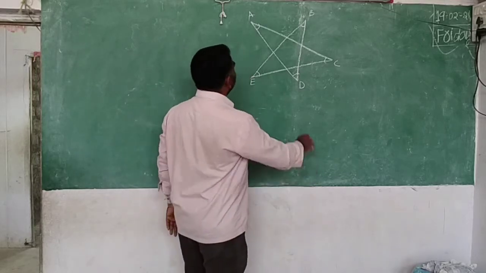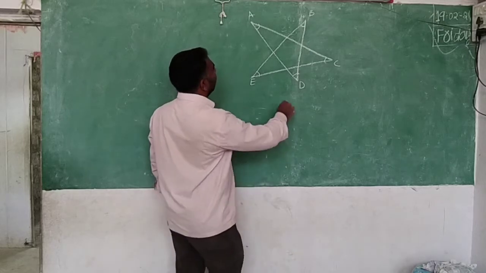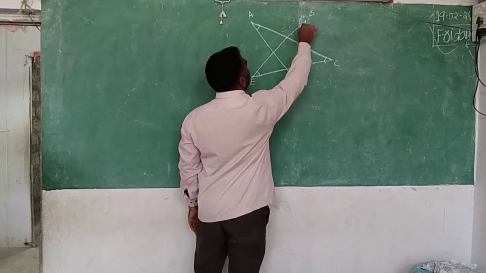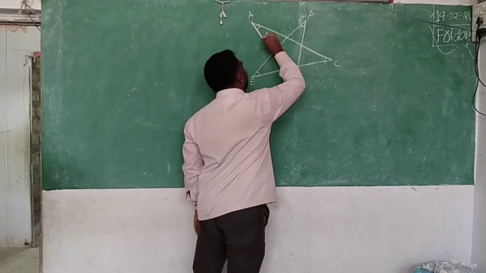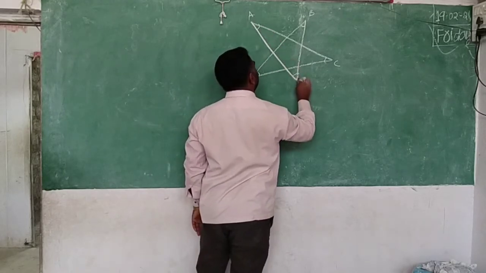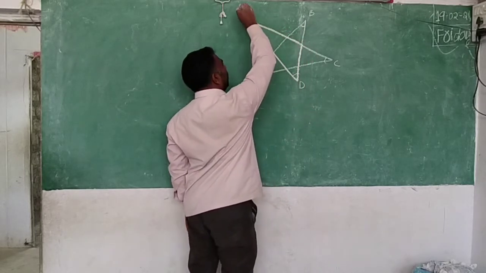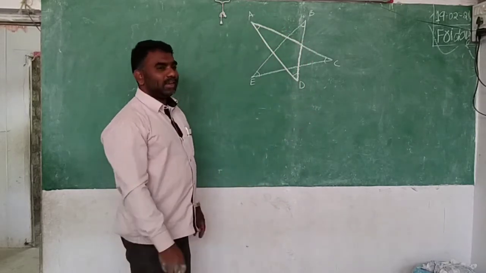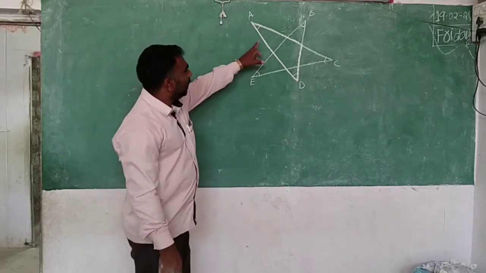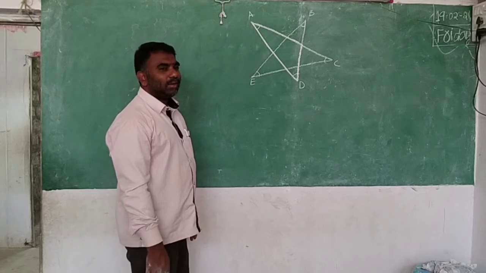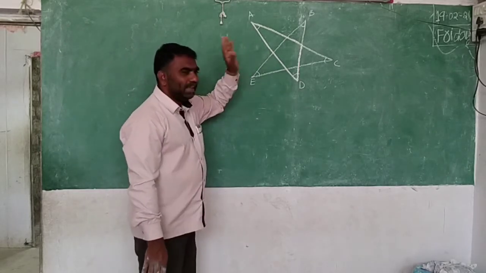ADC. Like this, if you take it, a triangle will form. Is it a triangle or not? Good triangle. Yes. In that our two angles are there. What are they? Angle A and angle D are there.